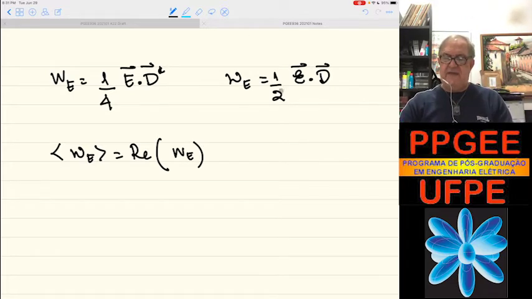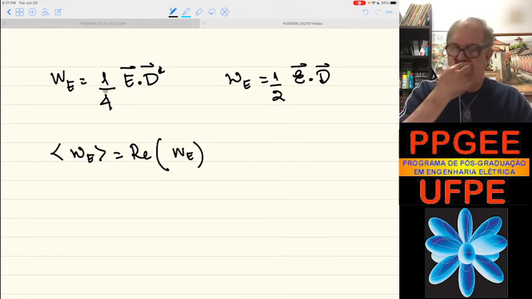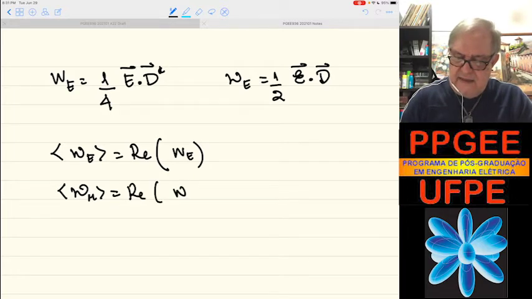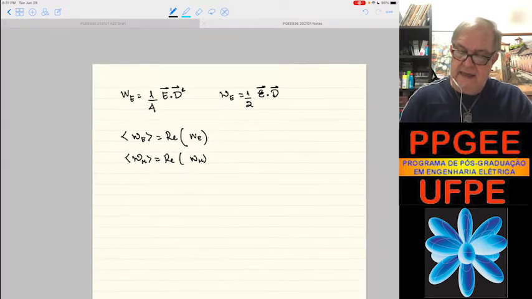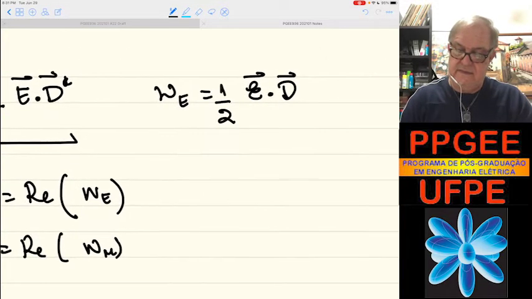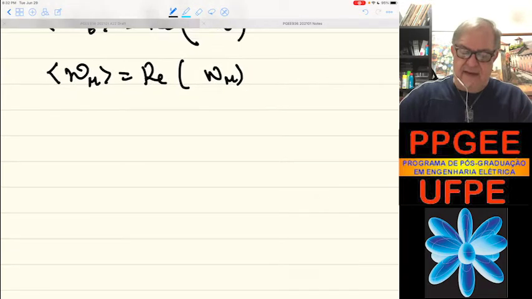Because we have 1/2 from the definition plus 1/2 that comes from the average value. So that's going to be exactly the real part of that, right? If I didn't have 1/2 here, I would have 1/2 there. So that's what we have. And also, W_m is the real part of the energy density w_m, and these energy densities are complex quantities in general. Okay, so that's what we have.